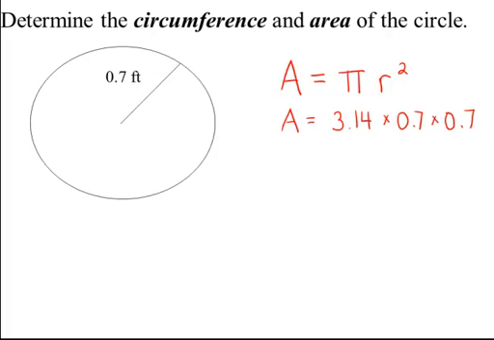7 times 7 is 49, but since each of these numbers had 1 digit to the right of the decimal point, my answer will have 2 digits to the right of the decimal point. Multiplying 0.7 times 0.7 gives 0.49. Now I'll multiply 3.14 times 0.49. I'll do that multiplication vertically.